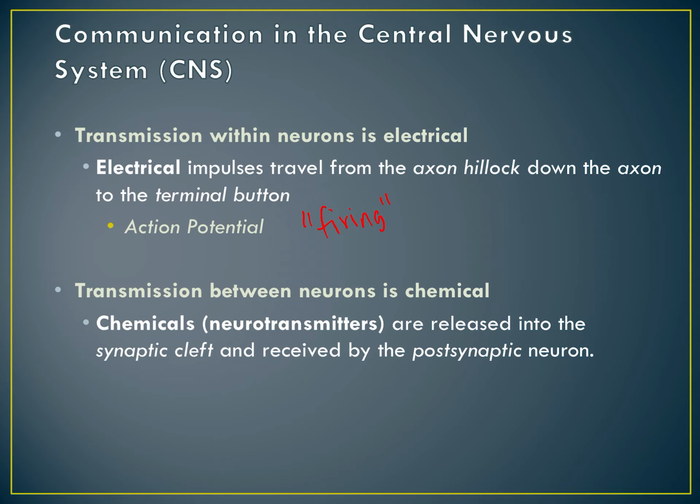The transmission between neurons, so from neuron to neuron, is chemical. And these chemicals that we have in our brain are what we're seeing that are involved with wake, sleep, REM sleep, non-REM sleep. And that's pretty much what we're going to talk about mostly in this lecture, the actual chemicals. These chemicals, or neurotransmitters in the brain, are released in what's called the synaptic cleft.